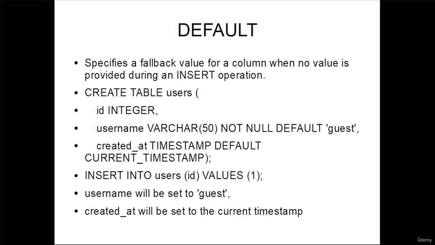Example. Consider the following table creation in Postgres. Create table users. ID integer. Username varchar(50) not null default 'guest'. Created_at timestamp default current_timestamp. Insert example. Insert into users (ID) values (1). Here we only insert a value for the ID. The username will be set to guest, and created_at will be set to the current timestamp.